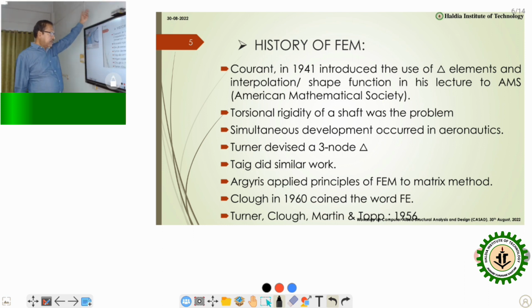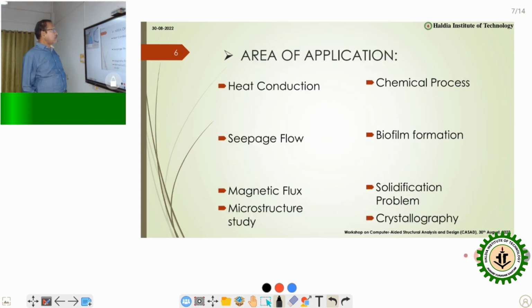Anyway, in that sequence, Clough in 1960 coined this word finite elements. Finite element means here a fixed number of elements, not infinite. Suppose we divide a structure, a plate, into 8 elements. In that case, we say that this is a finite number of elements. For that reason, the word was coined as finite element. Then Turner, Clough, Martin and Topp in 1956 produced a paper coining all these things.